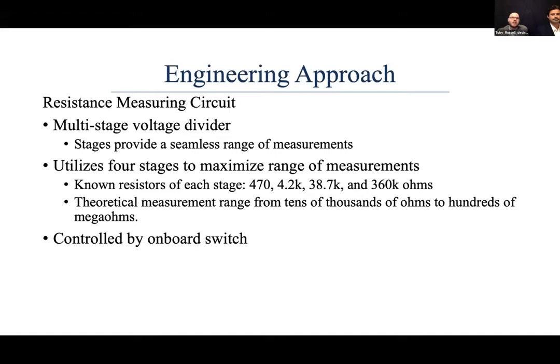In reality, we can get down to about the mid hundreds of thousands of ohms and up into the almost hundreds of mega ohms. And each stage is controlled by an onboard switch.